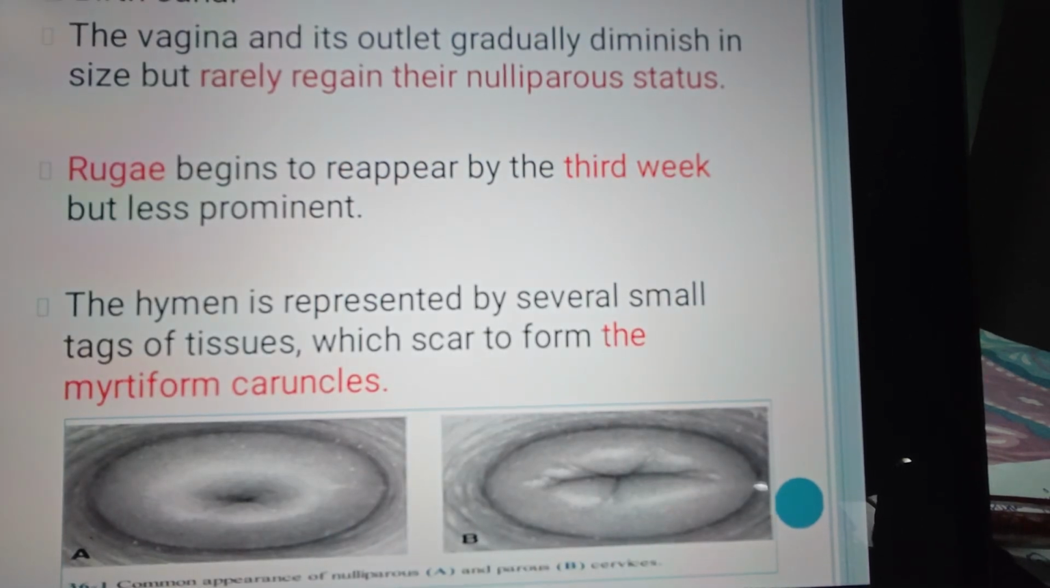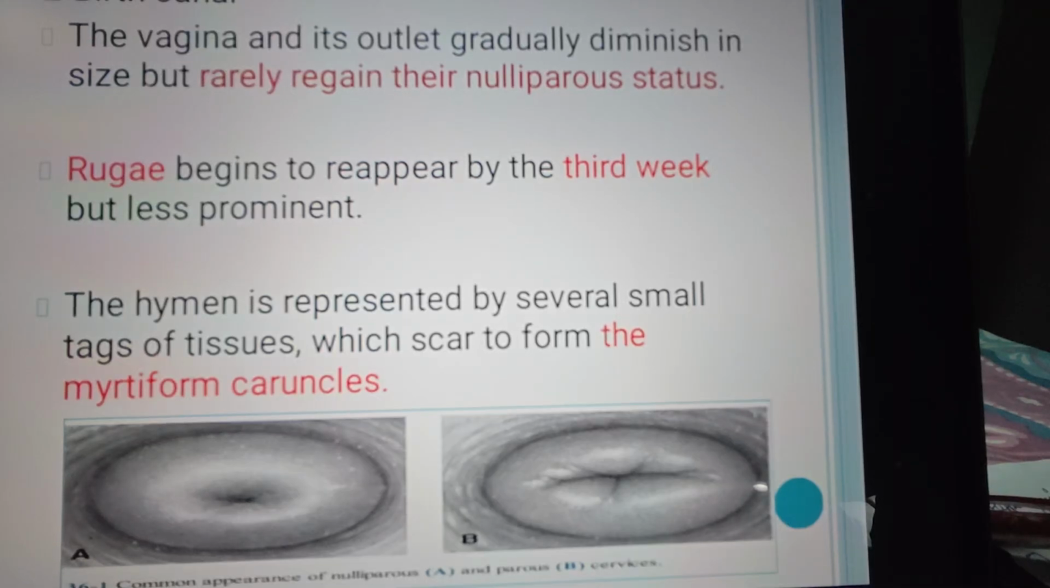Now coming to the changes in the birth canal, the cervix, the vagina and its outlet gradually diminish in size, but they rarely regain their nulliparous state. So there is a clear difference between a nulliparous woman and a woman who has recently delivered. The rugae begin to appear in the vagina by the 3rd week but are less prominent. So after how many weeks do the vaginal rugae reappear? They reappear by the 3rd week of delivery.